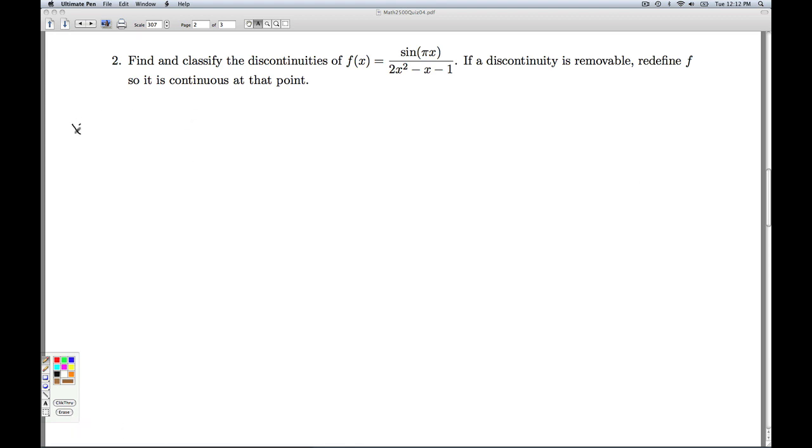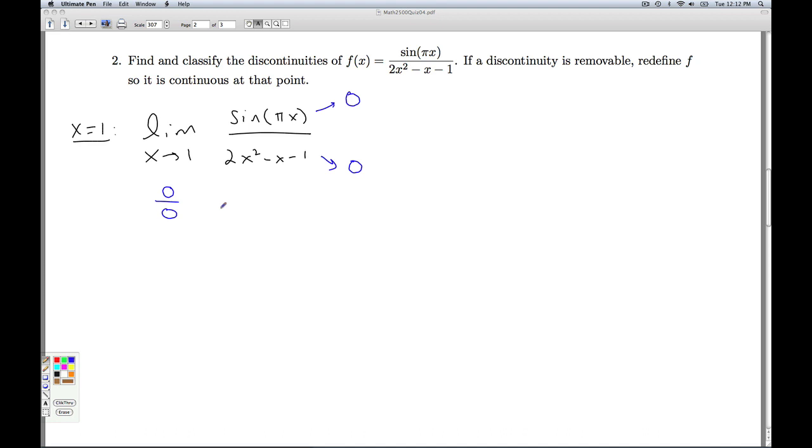Let's look at x equals 1. Now I need to look at the limit as x goes to 1, sine of pi x over 2x squared minus x minus 1. So once again, I substitute in the numerator. Then I get the sine of pi, and the sine of pi is actually 0. And in the denominator, I also get 0. So I have a 0 over 0.